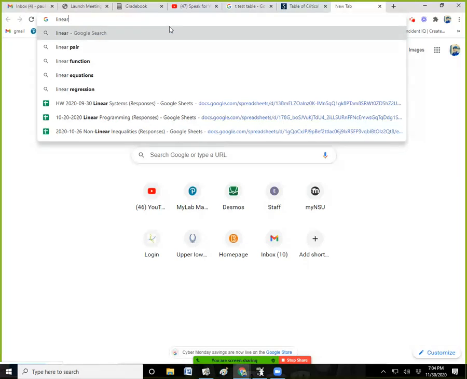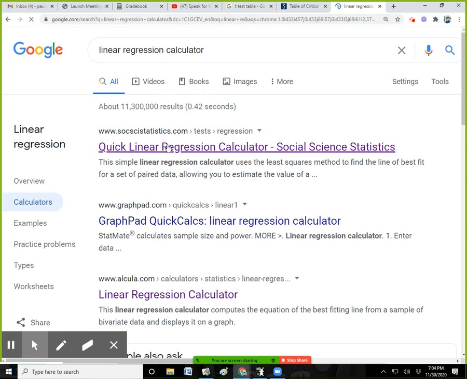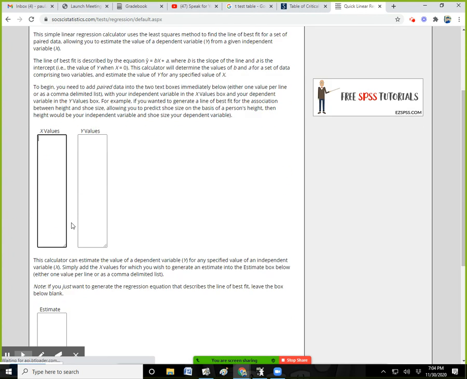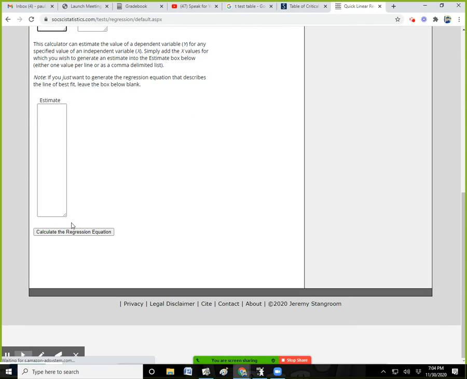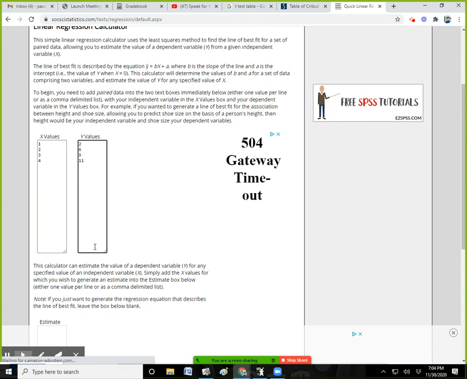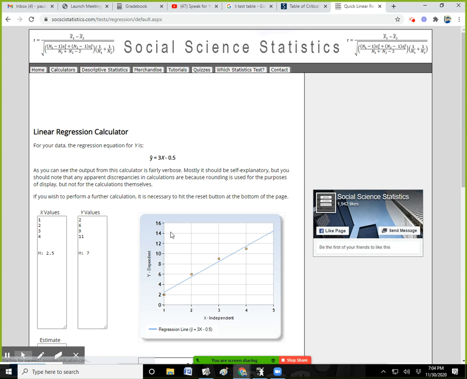Watch. Linear regression calculator. Google it. Quick linear regression calculator. Boom. Put in your x values. Put in your y values. Calculate the regression equation. So 1, 2, 3, 4, and 2, 6, 9, 11. Right? And I go down here and I go generate. Right? I get 3x minus 0.5.